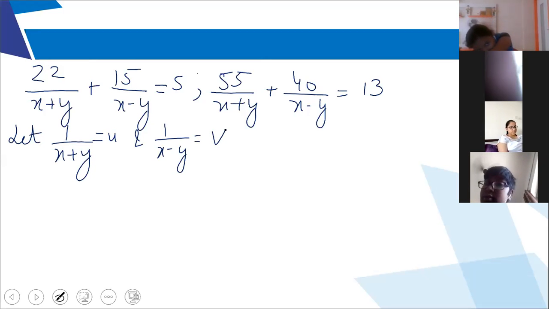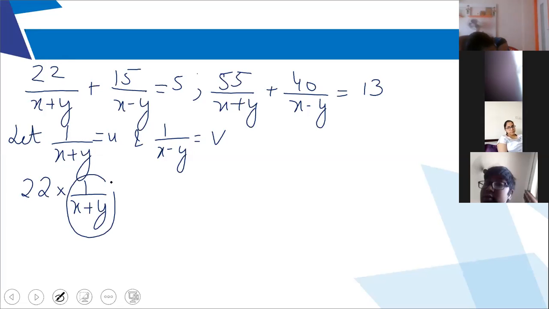So your first equation, now look here, 22 upon x plus y is nothing but 22 into 1 upon x plus y. And this you have assumed to be u. So this term will become 22u. Are you getting, children, how this 22 upon x plus y will become 22u?